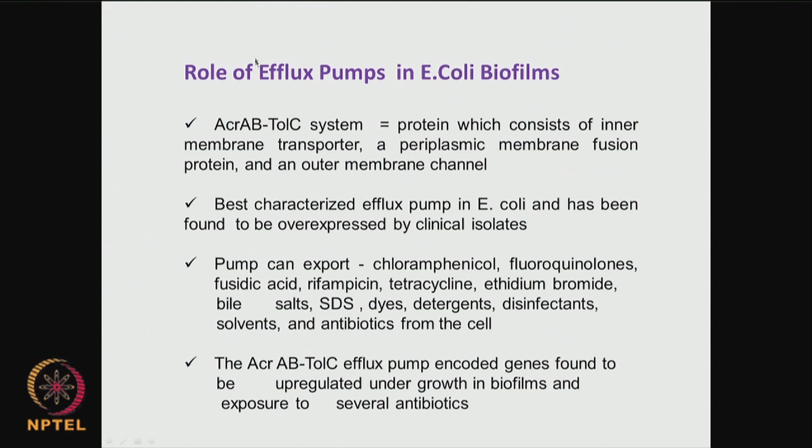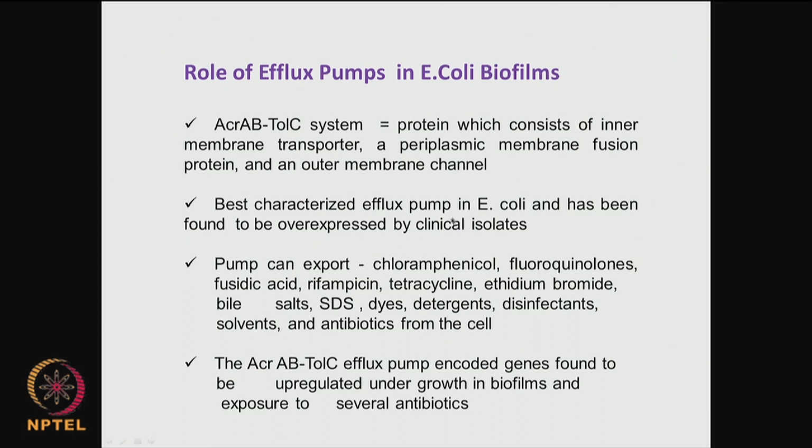If you look at E. coli, E. coli has very well developed efflux pumps. This is a particular system, AcrAB-TolC. This is a protein which consists of an inner membrane transporter, a periplasmic membrane fusion protein, and an outer membrane channel. So, in E. coli, these transporters, right from the inside of the microorganism, can throw the metabolite right outside into the extracellular space.